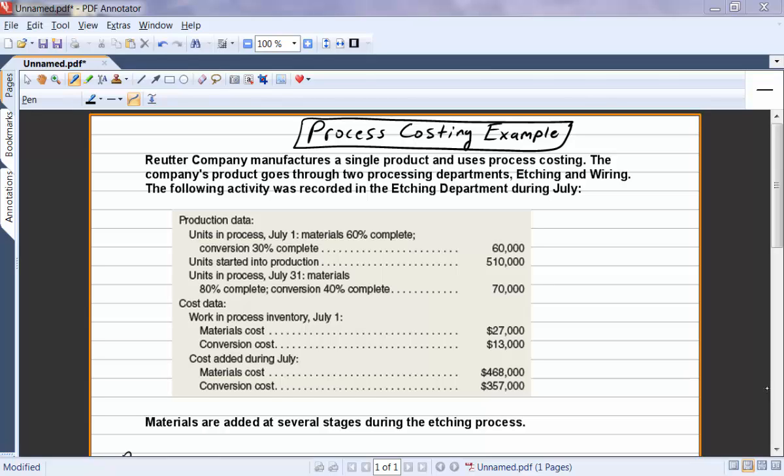In this video, I'll be discussing process costing. Companies which use process costing will be companies which produce one sort of homogeneous product, so they just mass produce.